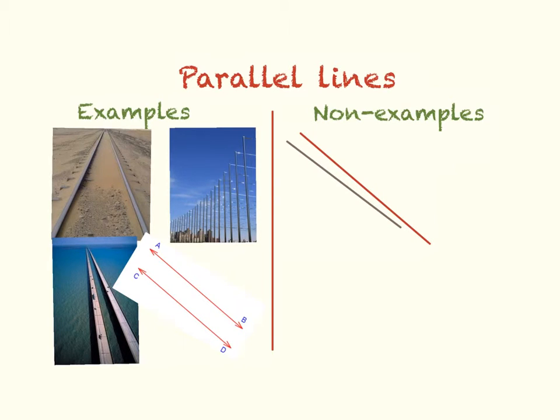These two lines may look parallel, however, once you continue the lines, you can clearly see they intersect. Therefore, they cannot be parallel lines.